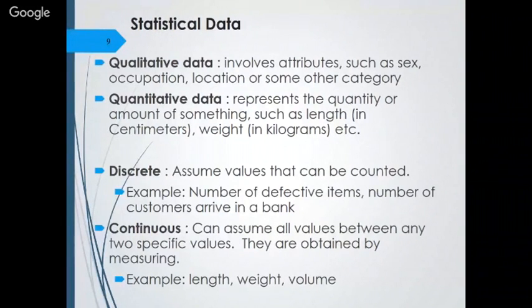So the next type of classification is discrete data and continuous data. Discrete data assumes values that can be counted, like 10, 15, 12, 13, like that. Continuous data can assume all the values between any two specific numbers, like 12.5, 13.8, like that. Such values we term continuous data. For example, length, width, weight, and volume we measure on a continuous scale only, and age, completed age, like that, we can quantify as discrete data.